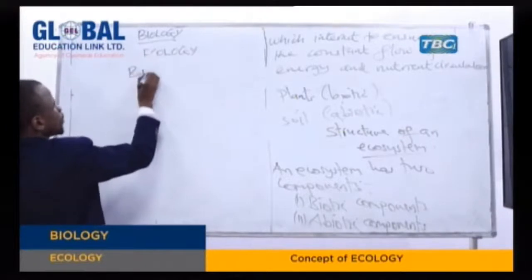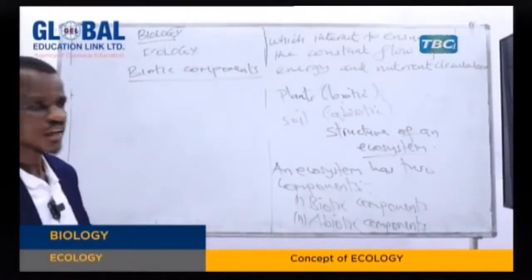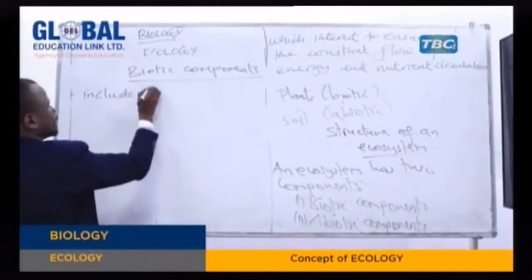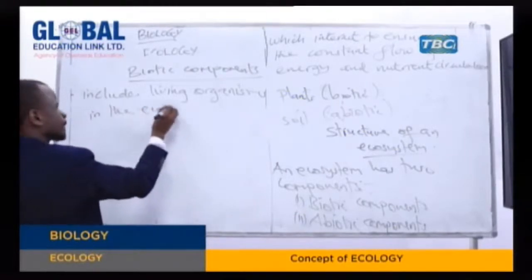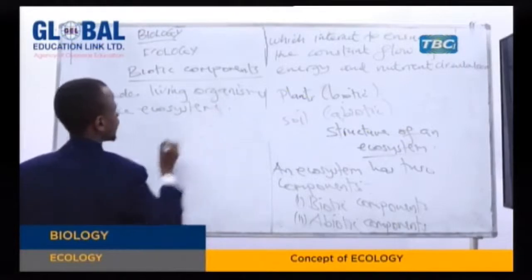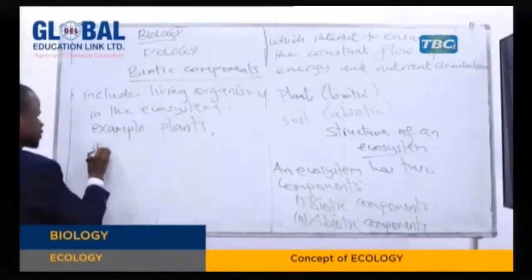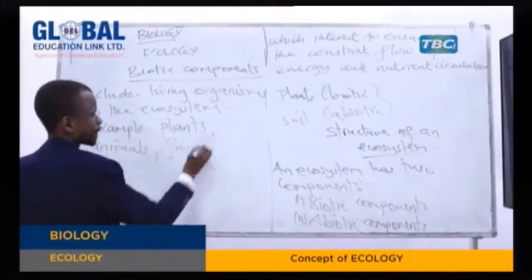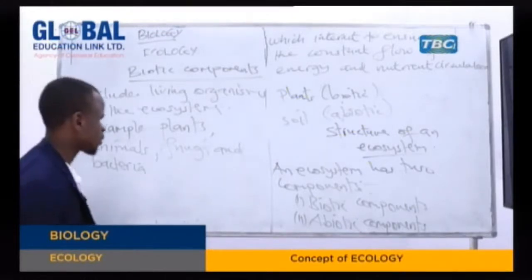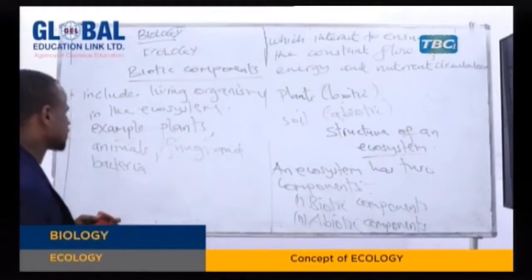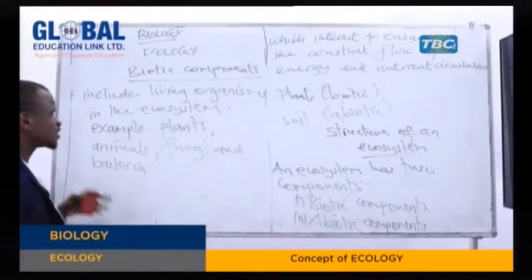What are biotic components? My student, biotic components include living organisms in the ecosystem. Examples of biotic components are plants, animals, fungi, and bacteria. These are biotic components of an ecosystem. Plants and animals interact. Fungi and plants interact. Fungi and animals interact also.